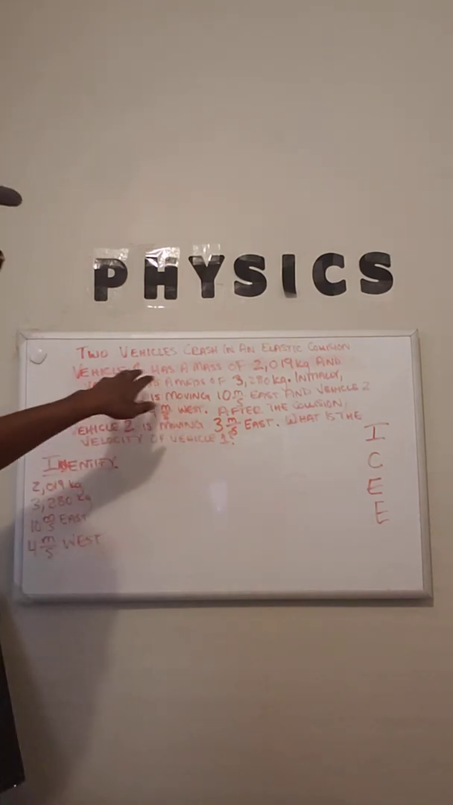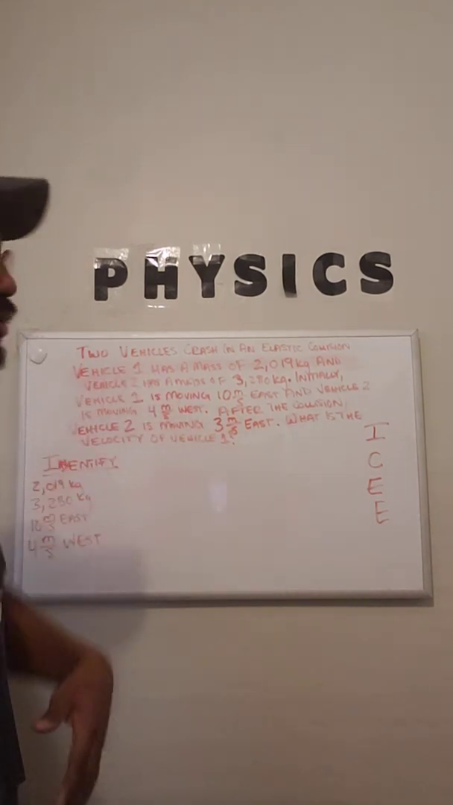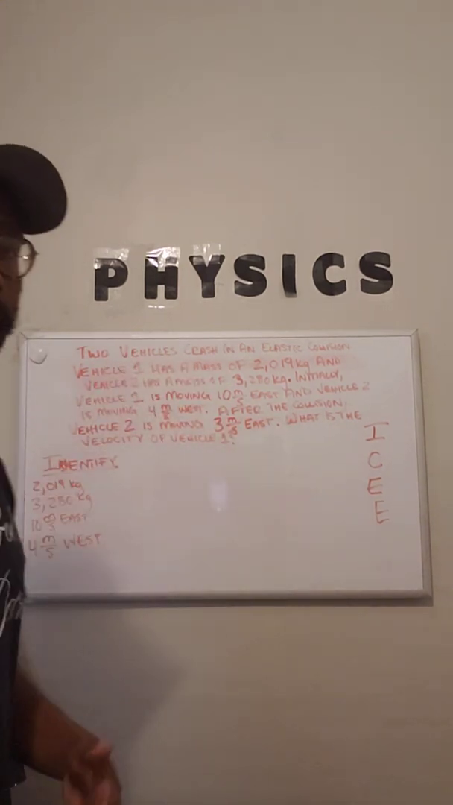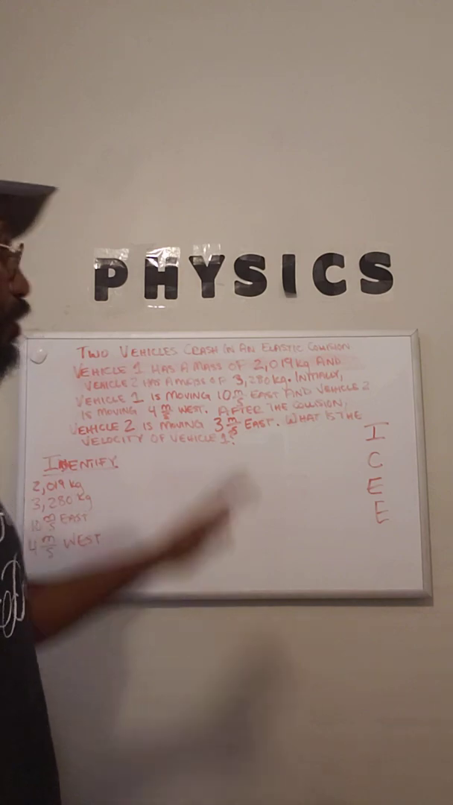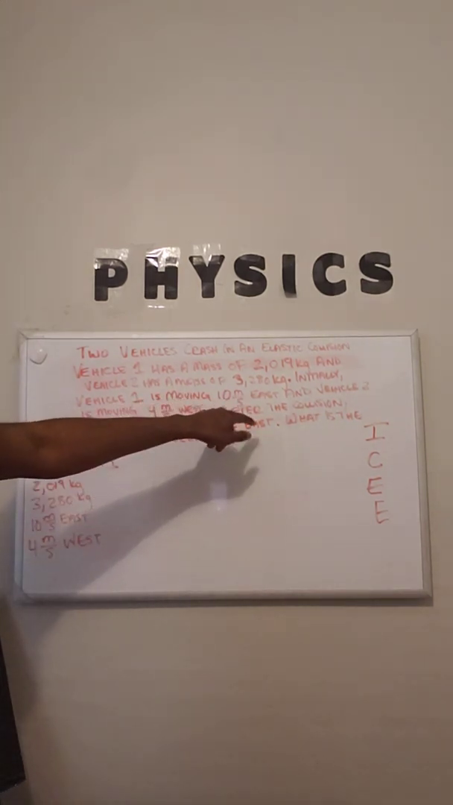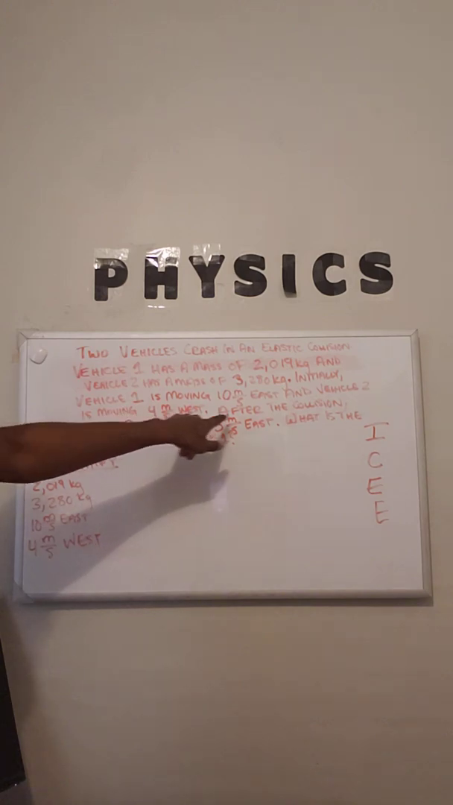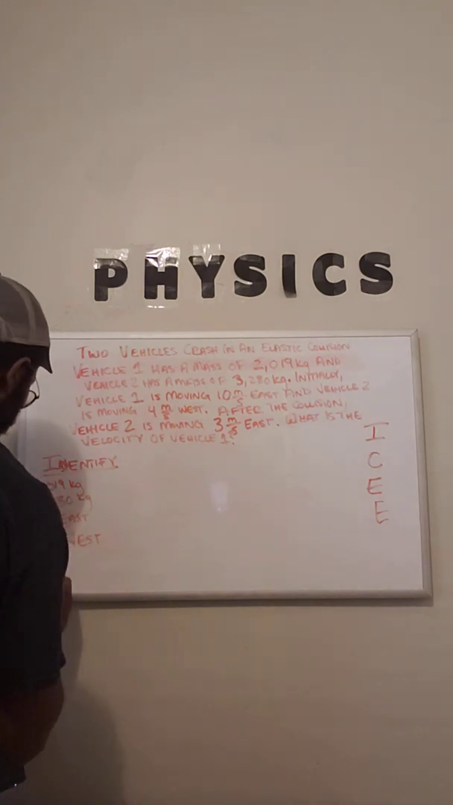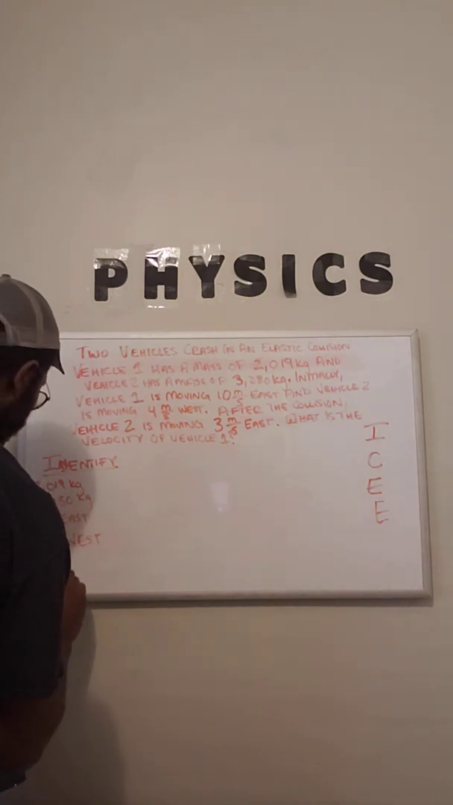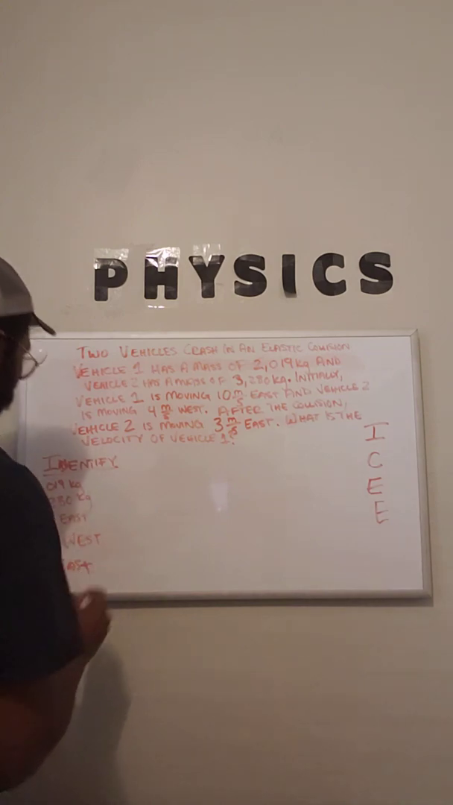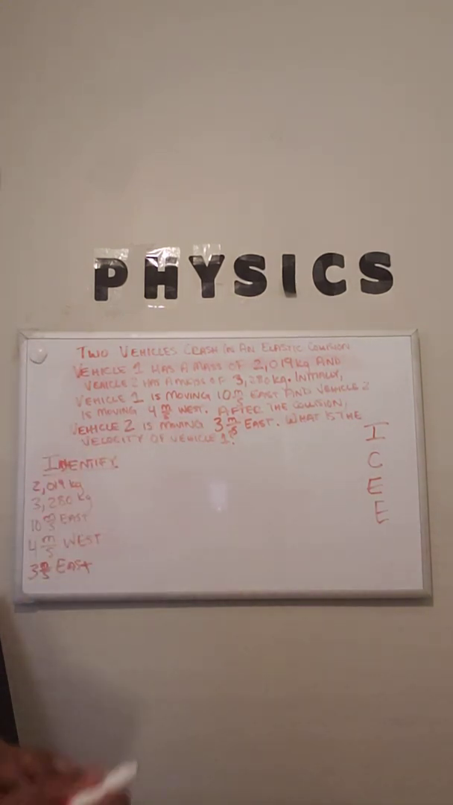Notice I didn't write down vehicle 1 or vehicle 2. Those are numbers as well, but they are not measurements, so we're not going to write them down in this step. So we have 10 meters per second east, 4 meters per second west, and 3 meters per second east. That covers just about all of the measurements in the problem.